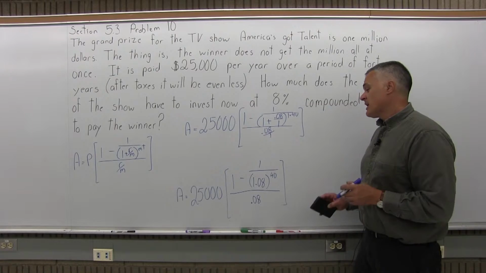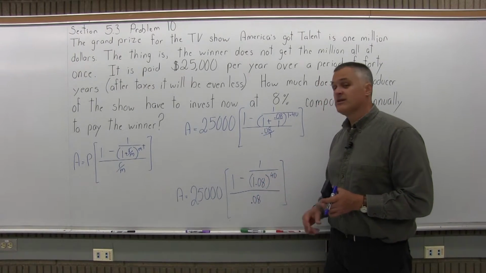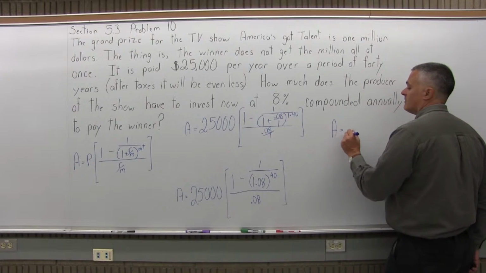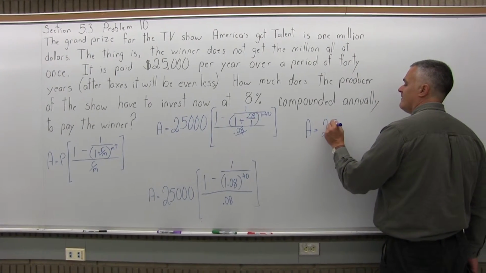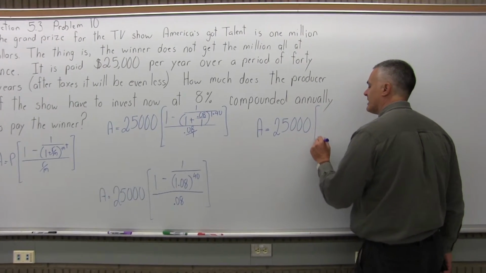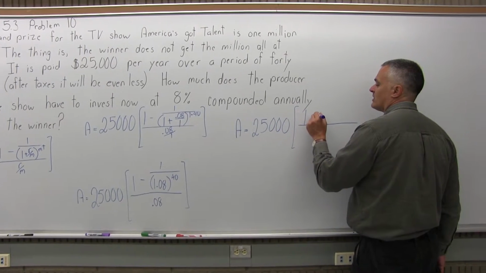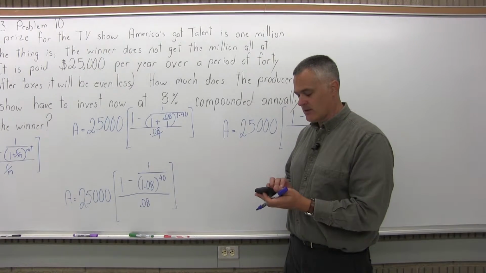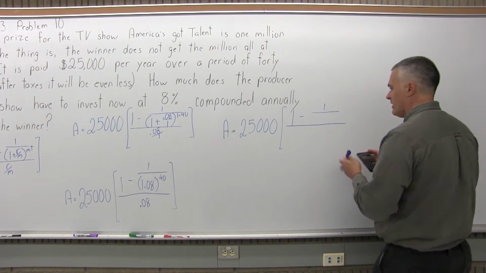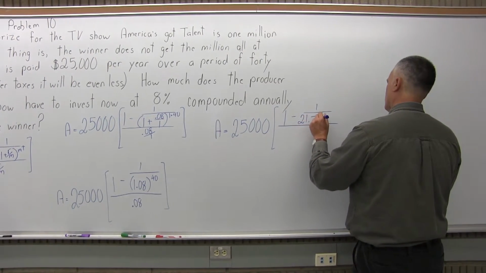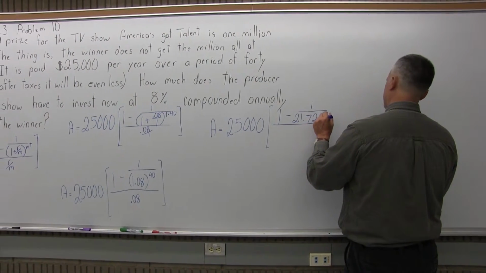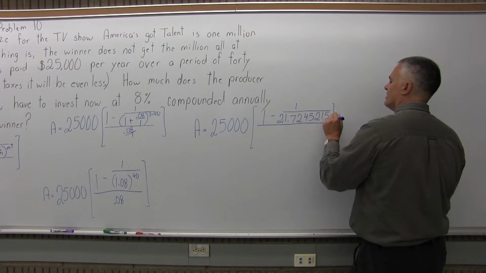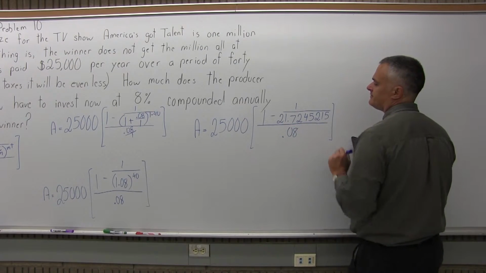So now I'm going to have to use my calculator. The next thing I need to do is the 1.08 to the 40th power, which is not something I think anybody can do without a calculator. So that's going to make A equals 25,000 times some brackets. And in the numerator of the brackets, you'll have 1 minus 1 over the result of 1.08 to the 40th power, which the calculator will tell me is 21.7245215. And in the denominator of the brackets, I still have my 0.08.